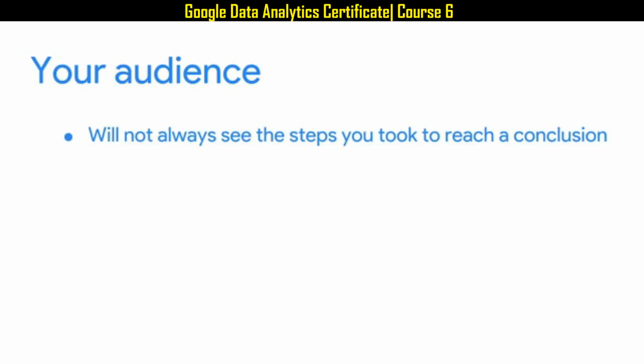to reach a conclusion. Your work makes sense to you because you did it. This is called the curse of knowledge. Basically, it means that because you know something, it can be hard to imagine your audience not knowing it. It's important to remember that your audience doesn't have the same context you do, so focus on what information they need to reach the same conclusion you did.